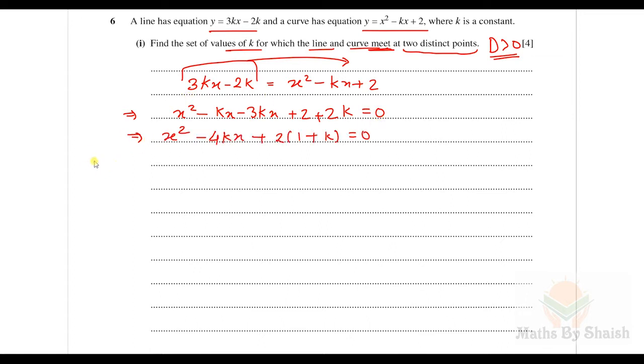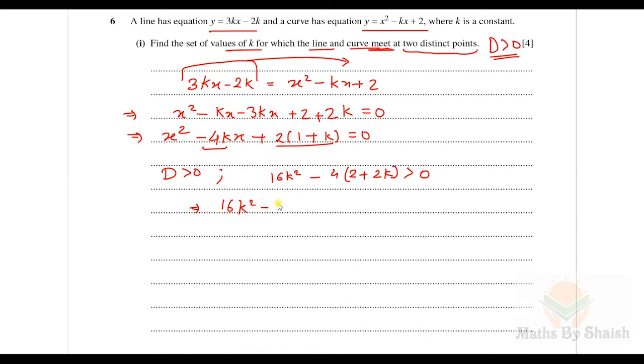The roots of this equation will be the intersection points, but we don't need to find the intersection points. We only need to find the values of k for which we get two distinct roots. So for two distinct roots, D should be greater than 0, that is b square, minus 4k square, that is 16k square, minus 4 times a into c, where c is 2 plus 2k, that should be greater than 0.